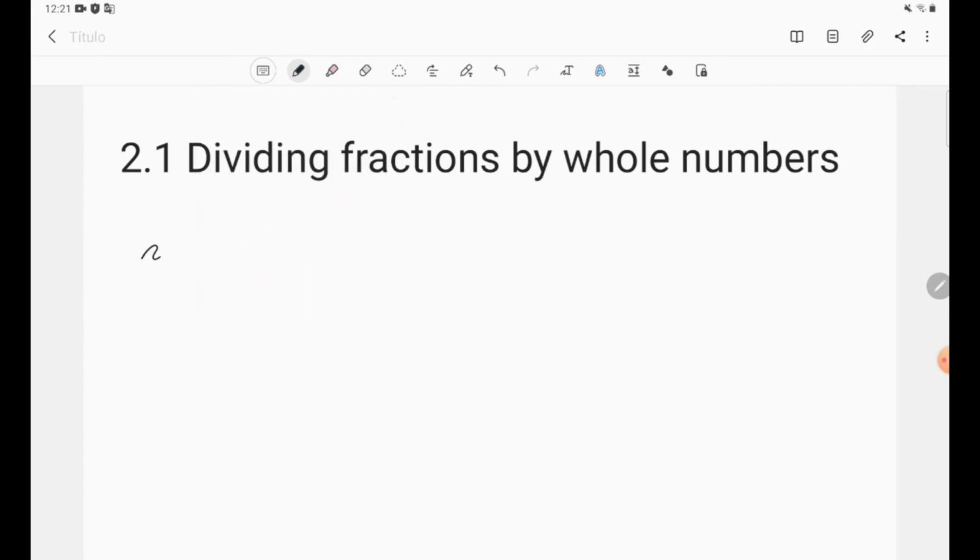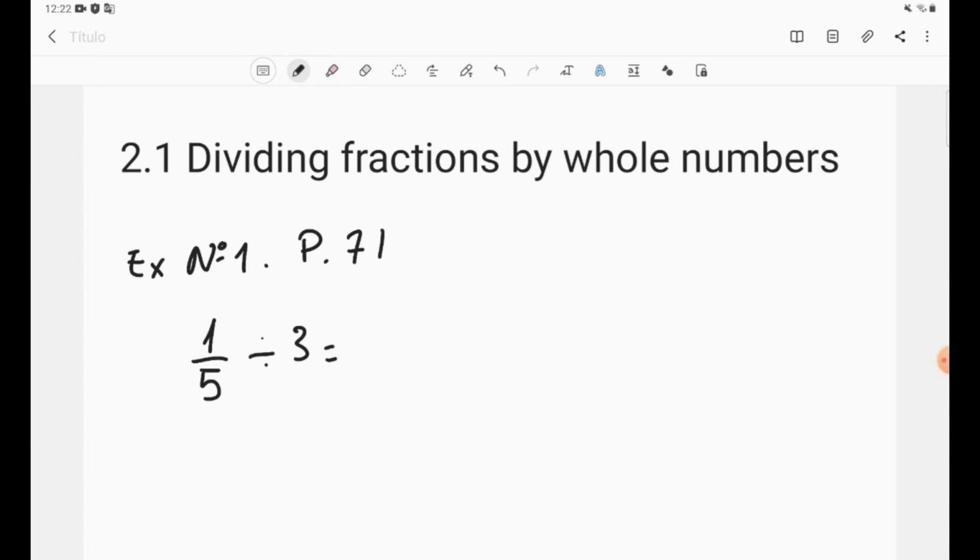Okay, exercise number 1, page number 71. Here we have 1 over 5 divided by 3. So let's solve this division.